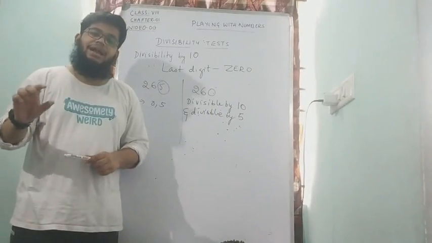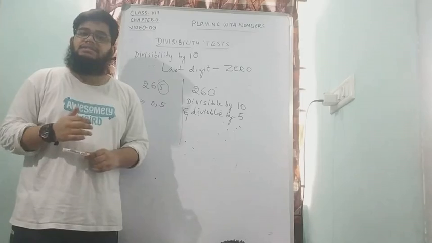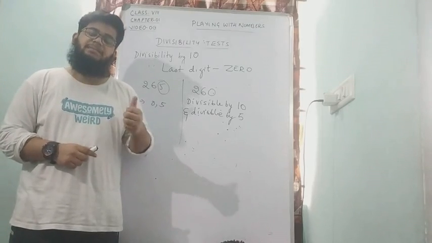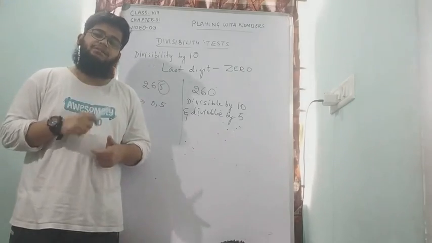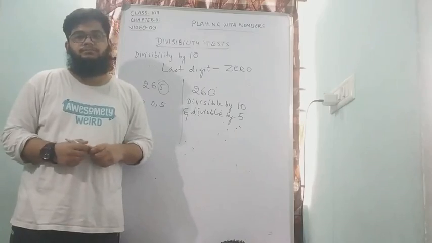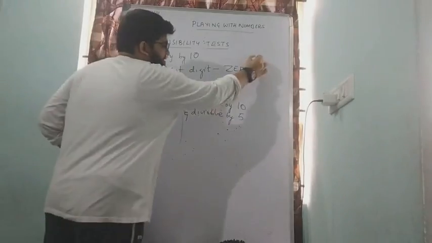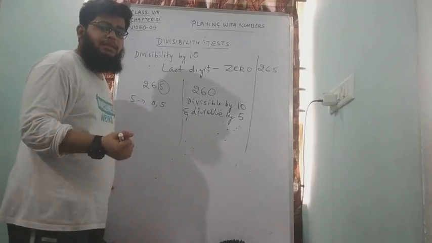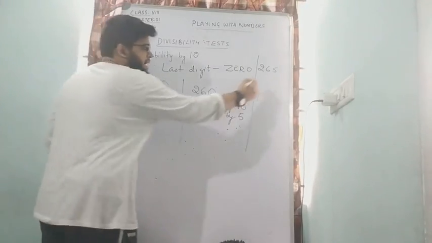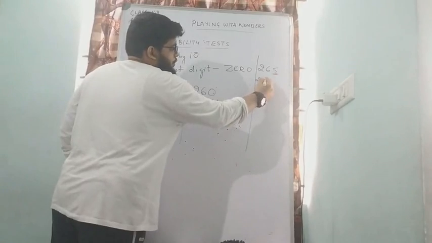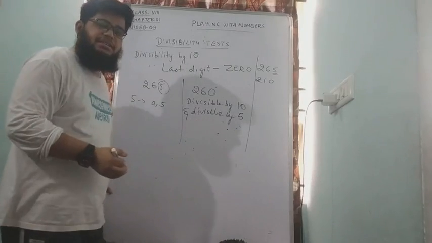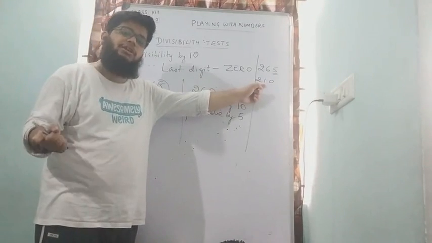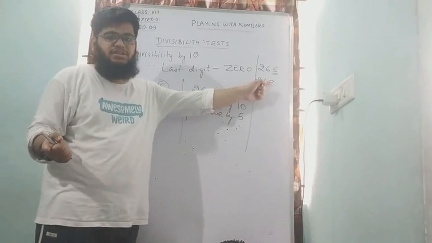If the last number is 0 or 5, it is divisible by 5. But if the last number is only 0, that means it is divisible by 5 and also 10, right? So let us see some examples. 265, divisible by 5 or 10? Only 5, because the last number is 5. 210, last digit is 0. So this is divisible by 10 and also divisible by 5, because the last digit is 0.